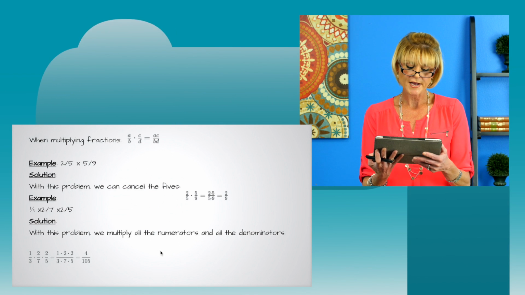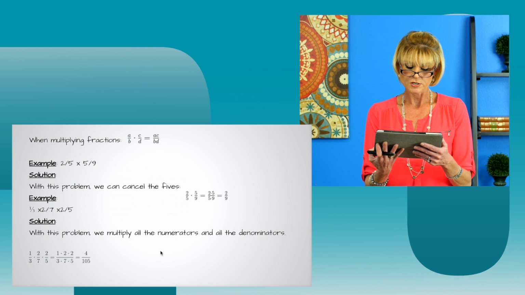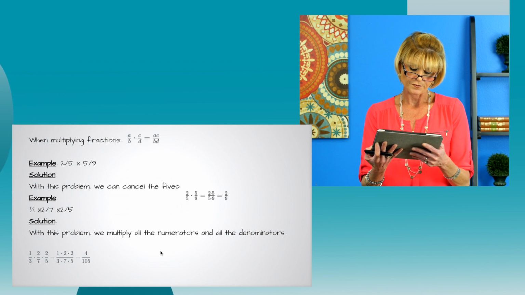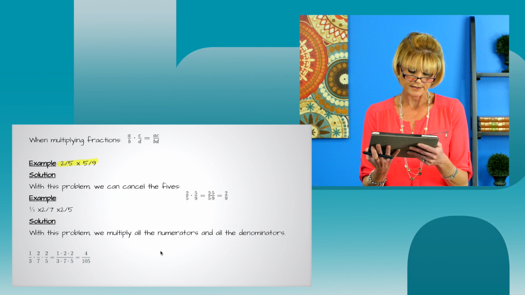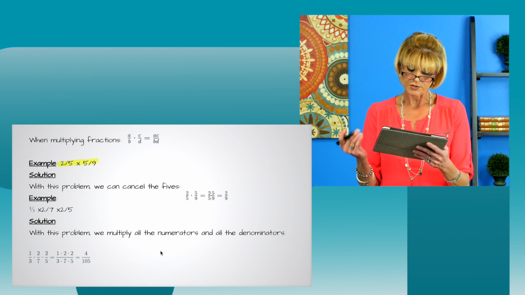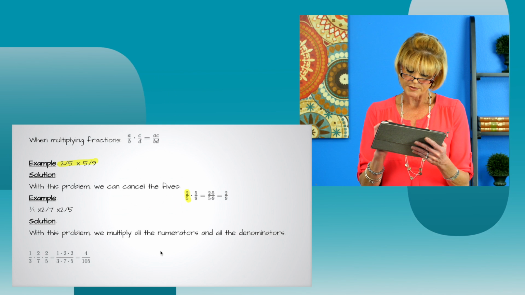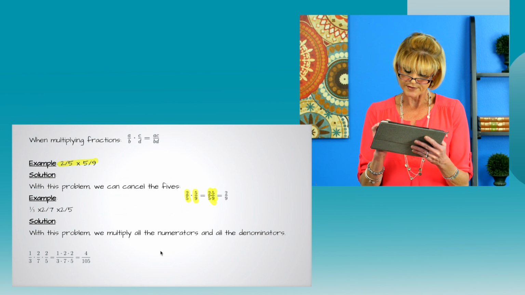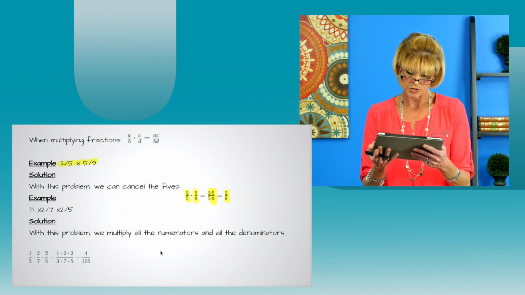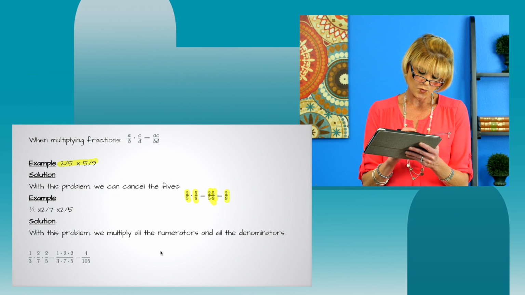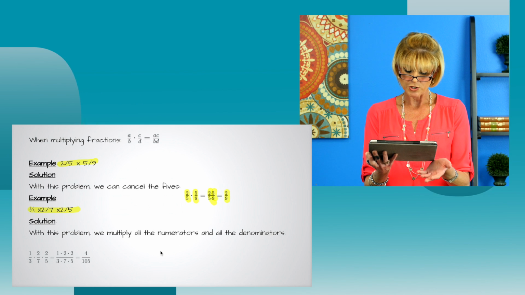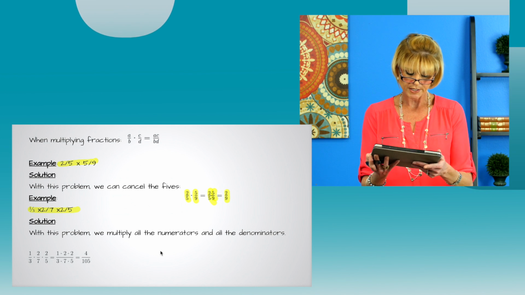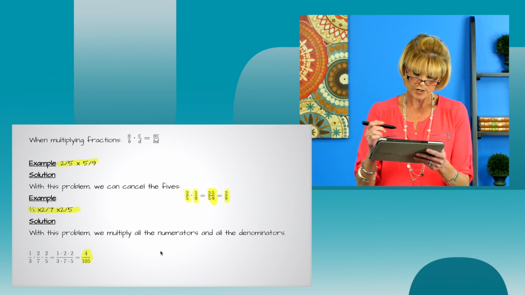Now, when we're multiplying fractions, remember a over b times c over d equals ac over bd. An example: 2/5 times 5/9. With this one, we can cancel the 5's. 2/5 times 5/9 equals 2 times 5 over 5 times 9. We cancel out those 5's and we get 2 over 9. Here's another example: 1/3 times 2/7 times 2/5. With this problem, we multiply all the numerators and all the denominators, and we get 4 over 105.